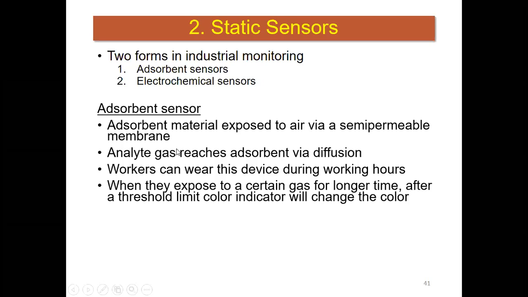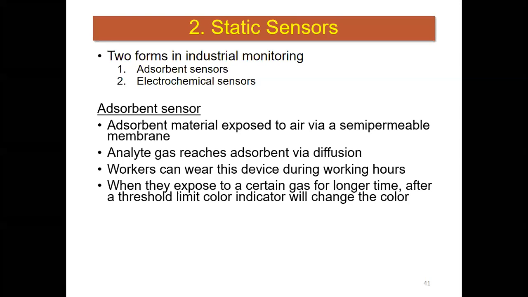See, the analyte gas reaches the adsorbent material via diffusion. So diffusion is the technique. That is how the analyte gas reaches the adsorbing material. And the workers can wear this device during working hours. So now we are talking about how we can determine the air quality in a workplace, right? So that's mostly utilized for this gas sampling. So these workers can wear this adsorbent material or the adsorbing sensor during their working hours.